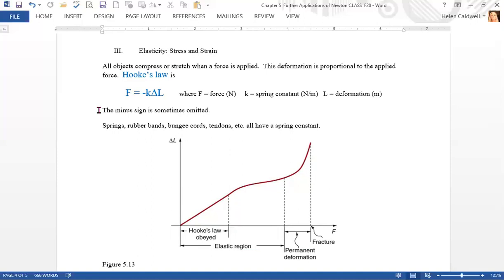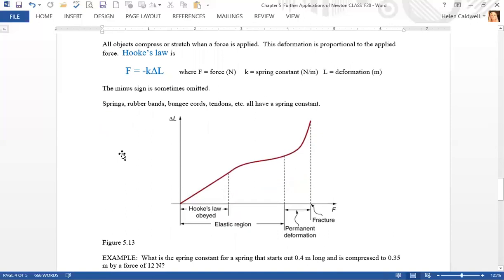And sometimes we leave the minus sign out. In physics, they wanted the force associated with compressing a spring to be a positive number, and the only way you can do that is if K is negative in this equation. All right, enough of that. Springs and rubber bands and bungee cords, and in your body, your tendons all have a spring constant.